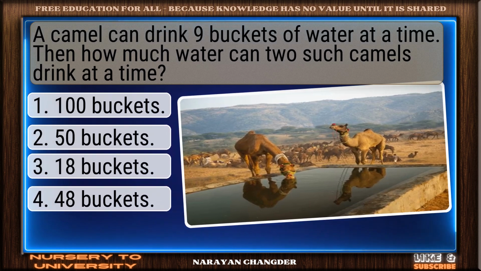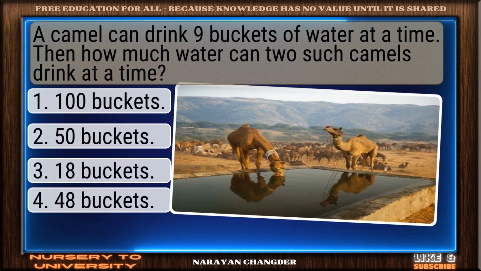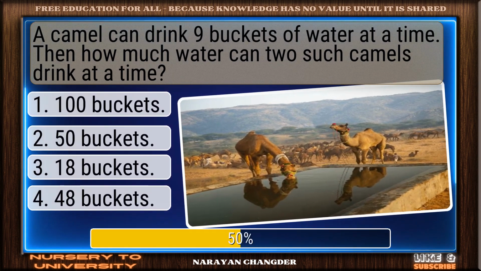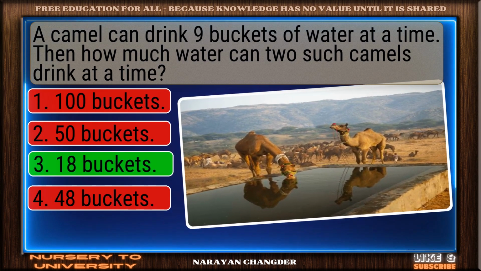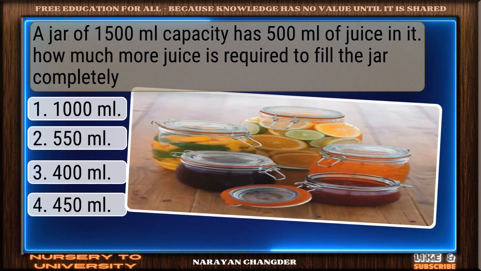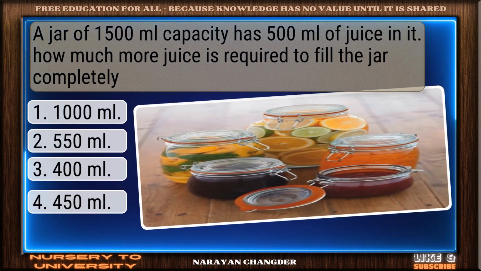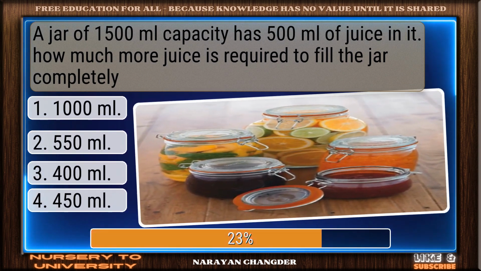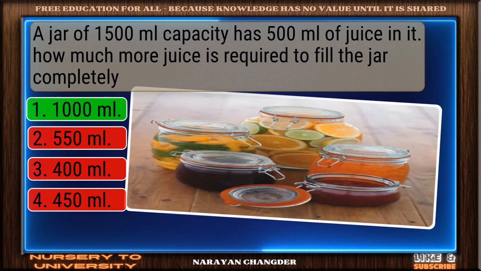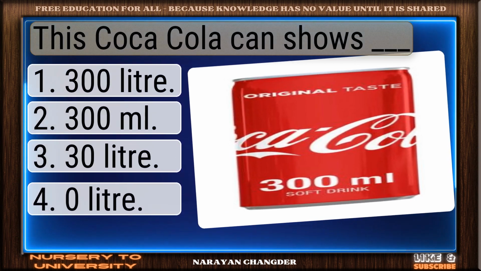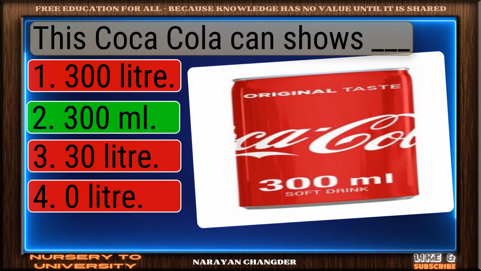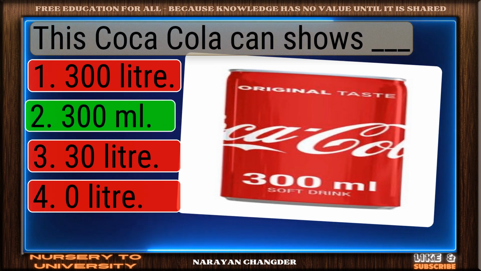A camel can drink 9 buckets of water at a time. Then how much water can 2 such camels drink at a time? On track. 18 buckets is the correct answer. A jar of 1500 ml capacity has 500 ml of juice in it. How much more juice is required to fill the jar completely? Right choice. 1000 ml is the best answer. This Coca-Cola can shows dash. Great job. 300 ml is the accurate answer.